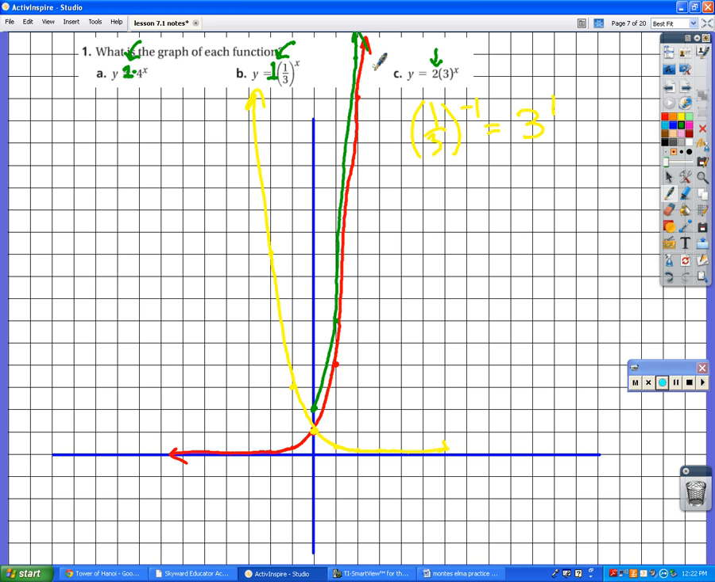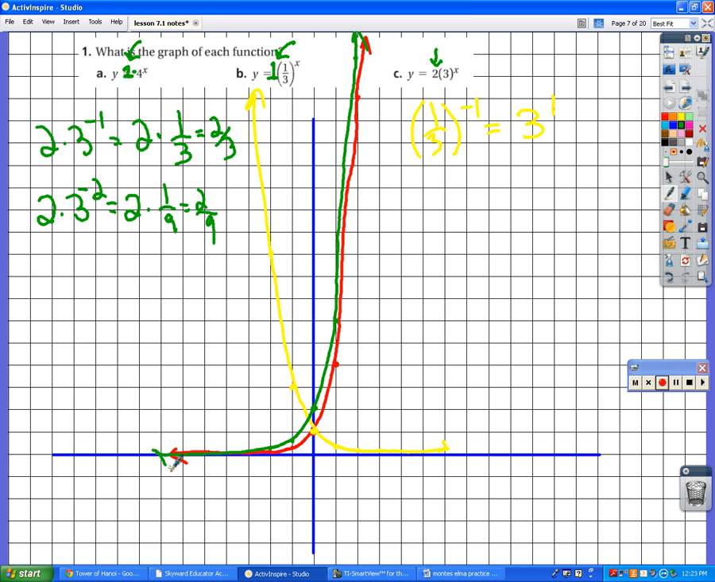How about if we go this way? What do you get if you put in negative 1? 2/3, very nice. 2 times 3 to the negative 1 is like 2 times 1/3, which is 2/3. So that's going to be right here. How about 2 times 3 to the negative 2? 2/9, yeah, because that's 2 times 1/9, so that's going to be way down here. So that's going to look something like that, okay?